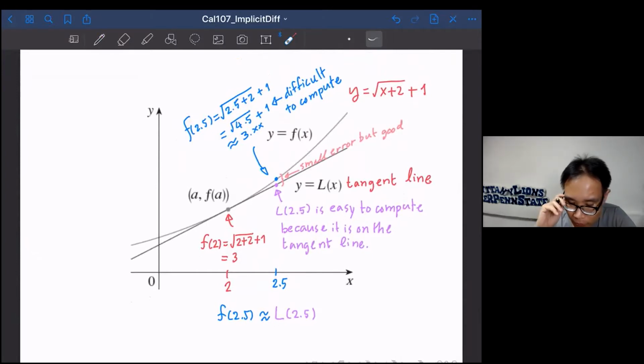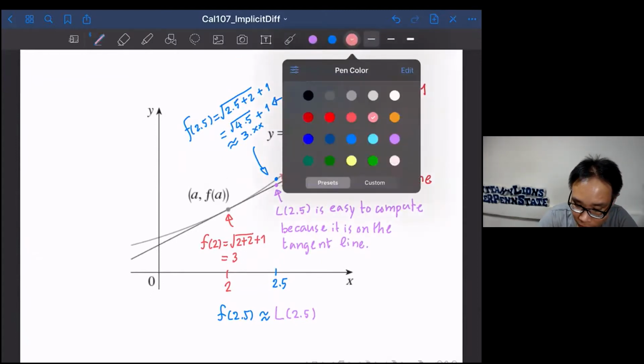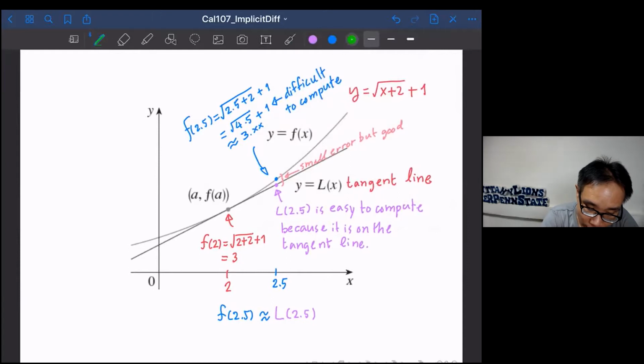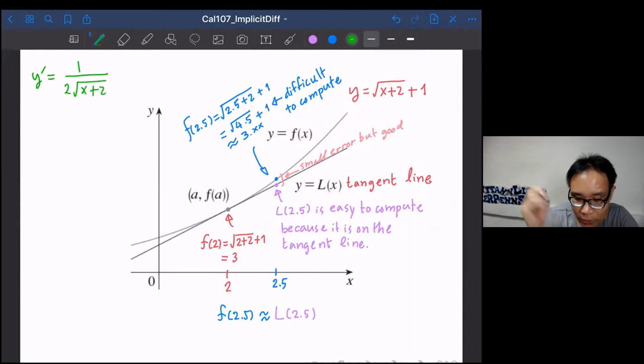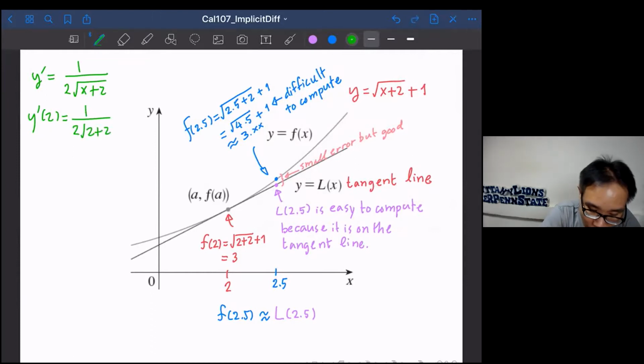If you have y equal to root x plus 2, plus 1, can you find this tangent line for me? Let me use the green color here. So you get y prime equal to 1 over 2 root x plus 2. And y prime at 2 is given by 1 over 2 root 2 plus 2, so it's going to be 1/4 for my slope.